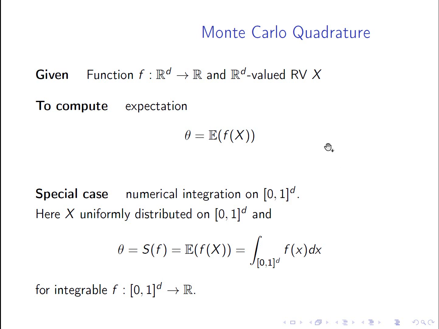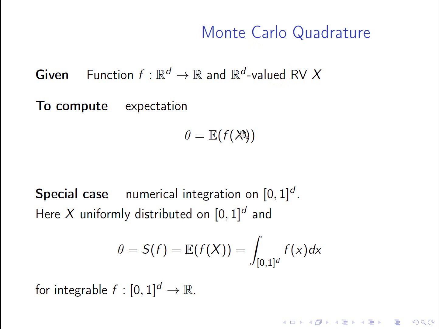So what is the setup here? What we are given is a function from R^d to R and an R^d-valued random variable X. And our aim is to compute this expectation here, the expectation of f(X), and we call this theta. That's really always the general setup of Monte Carlo Quadrature.